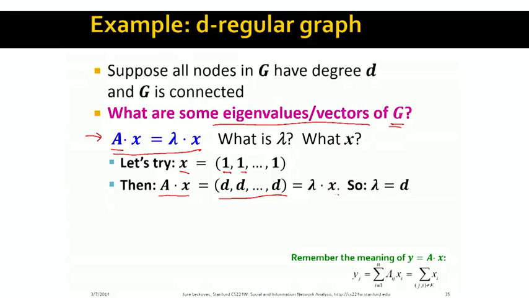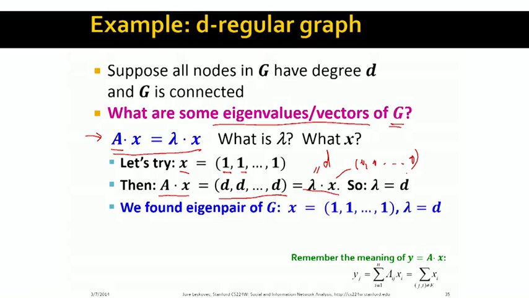So now we basically solved our eigenvalue problem, because this is d times X, that is, lambda times X, where lambda equals d and X is a vector of all ones. So we have found an eigenpair of the adjacency matrix A of graph G: X, a vector of all ones, is an eigenvector, and the corresponding eigenvalue is lambda with value d.